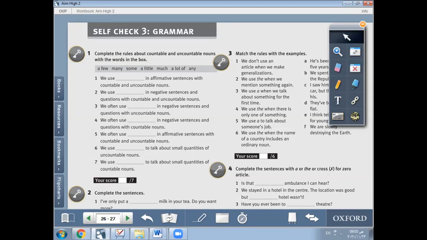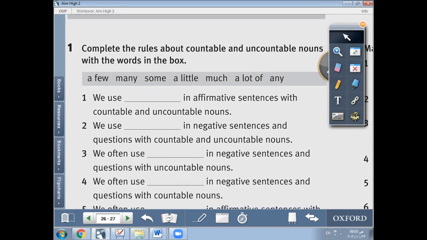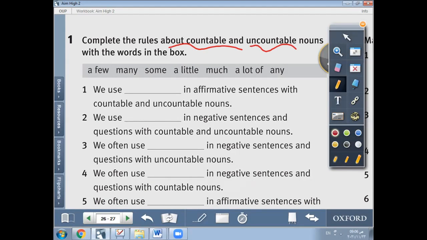Yalla, Qais. Stop. Complete. I have these words in the box, and you should complete. The rules here are about countable and uncountable. What's the difference between countable nouns and uncountable nouns? Raise your hand. Ali, countable.